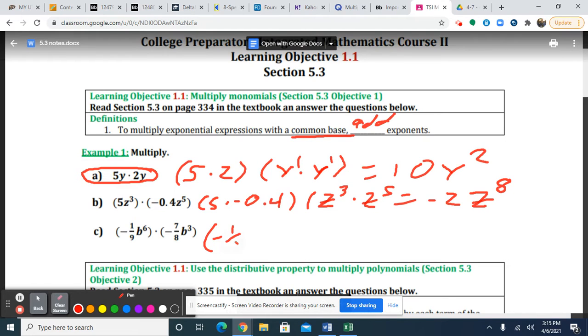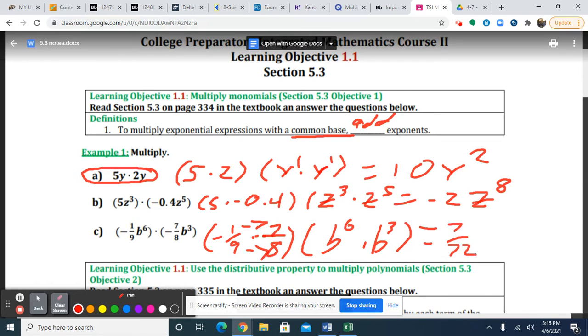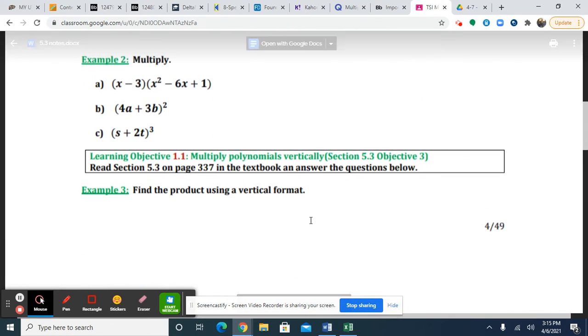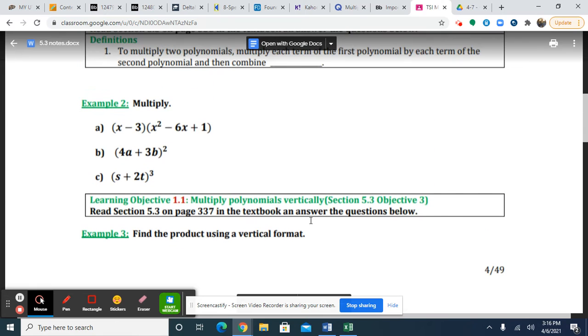And then we'll throw in a couple fractions in there as well. We have b^6 times b^3. So negative 1 over 9 times negative 7 over 8, we multiply straight across. That first becomes a positive 7. So that's 1 times 7 and 9 times 8, which is 72. So 7 over 72. And then b^6 times b^3, that's just going to be 6 plus 3, which is 9. So knowing all this, let's look at some of our problems here.